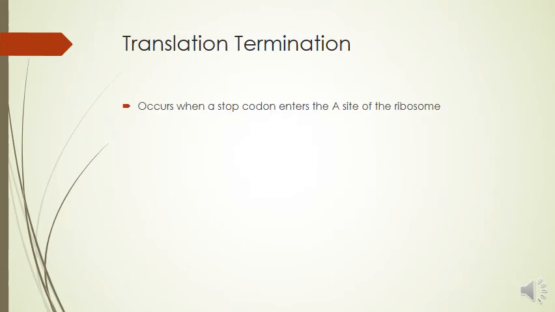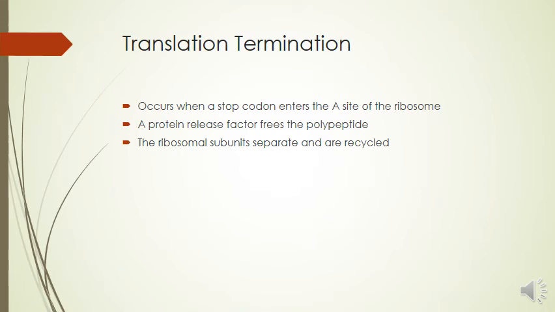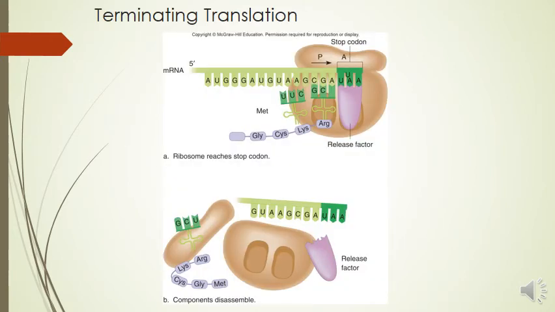For termination, it occurs when the stop codon enters the A site of the ribosome. A protein release factor then frees the polypeptide. The ribosomal subunits separate and are recycled. A new polypeptide is released. In this picture, you can see what happens during the terminating translation. And a protein release factor binds to the stop codon, releasing the completed polypeptide from the tRNA. And in B, you can see freeing all of the components of the translation complex.